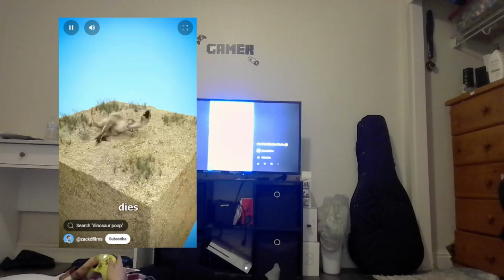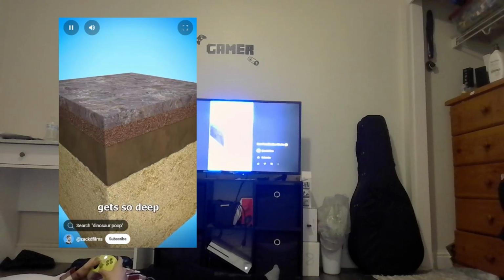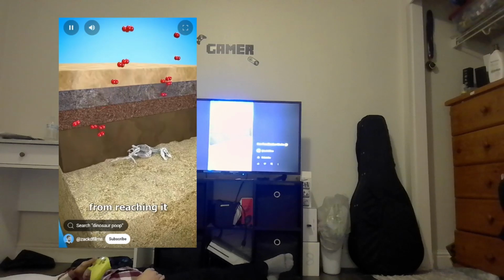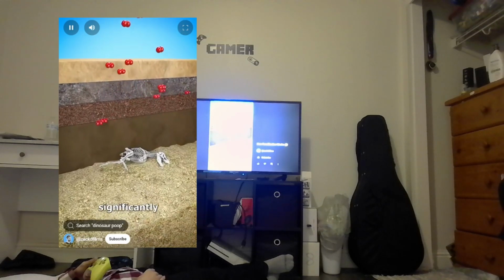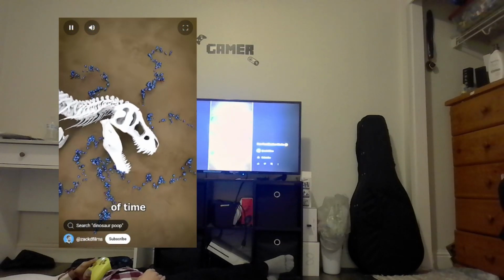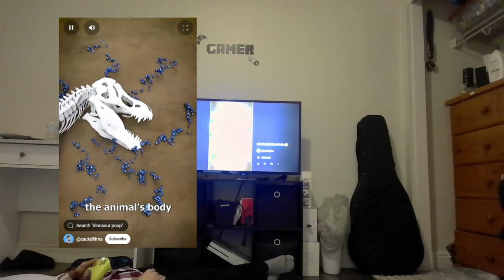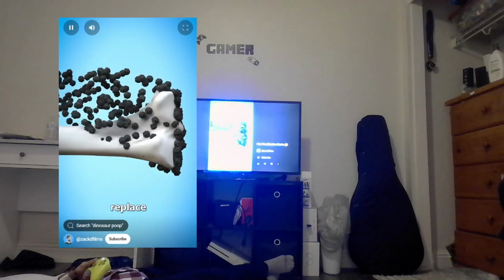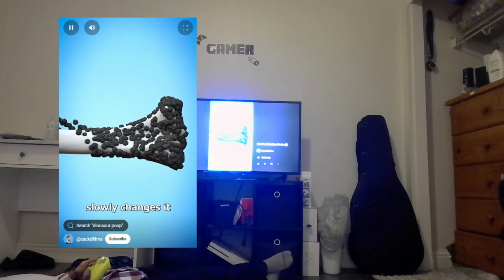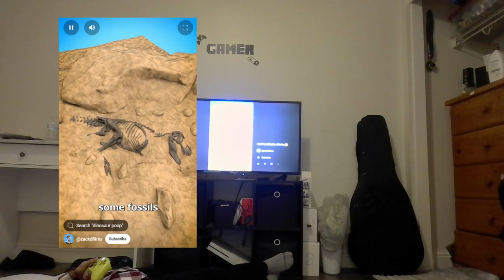When an animal dies and is rapidly buried underneath the ground, it eventually gets so deep that the oxygen in the air is prevented from reaching it. This significantly slows the decay of the animal, and over a long period of time, special minerals from the earth seep into the animal's body and gradually replace its organic material cell by cell. This process slowly changes it into stone, which is how some fossils are formed.